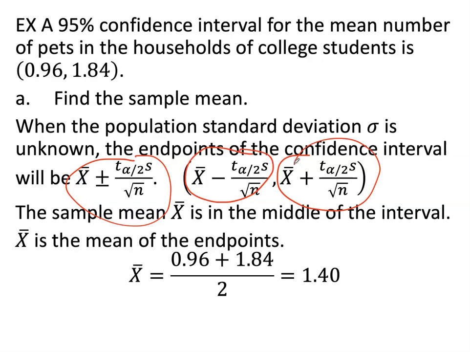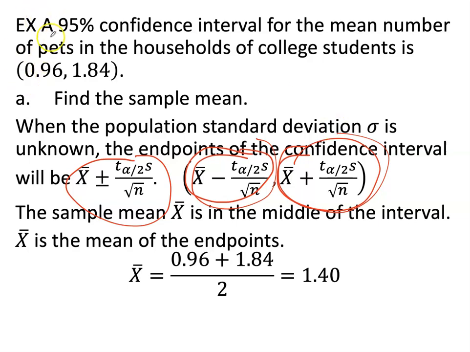So if you want to know the sample mean, it's just smack dab in the middle of the interval, because this is x bar minus stuff, this is x bar plus stuff. Right in the middle is just going to be x bar. So x bar is going to be in the middle of the interval. That means that x bar is the mean of the endpoints.